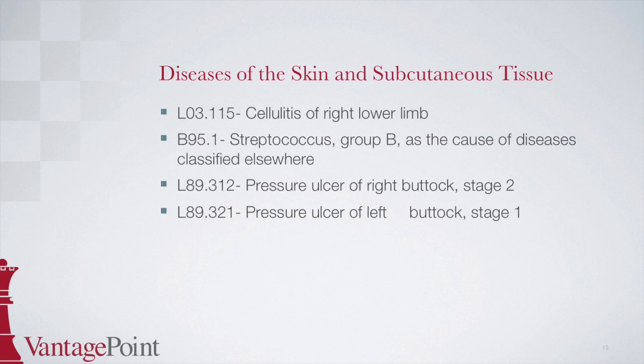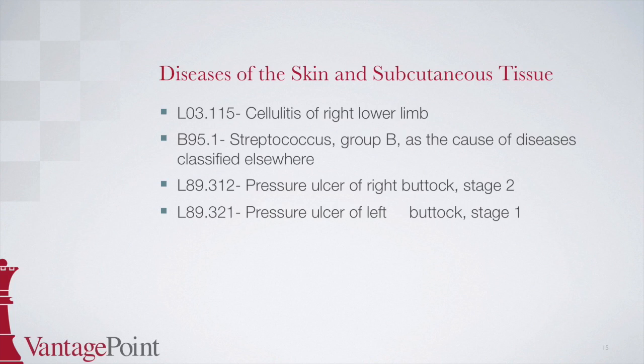Please pause the webinar to complete this example and then hit play to continue and learn the answer. The first code is L03.115, cellulitis of right lower limb. Since documentation states that the patient was seen for treatment of cellulitis, this code goes first, as it is the reason for the visit. Unless the guidelines state otherwise, the reason for the visit should be coded first.